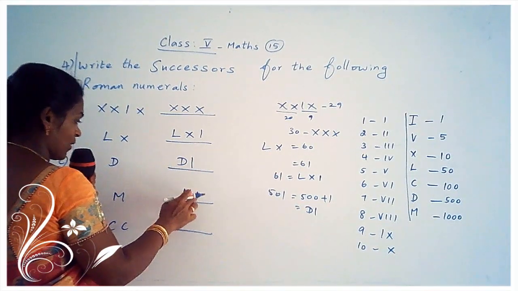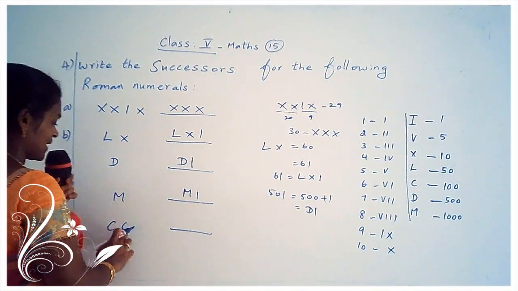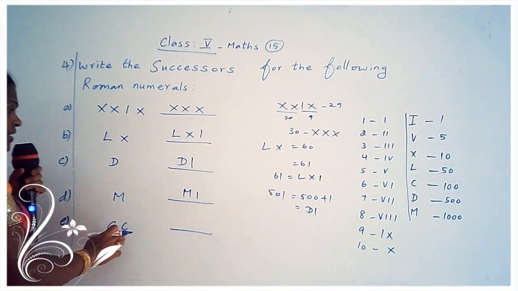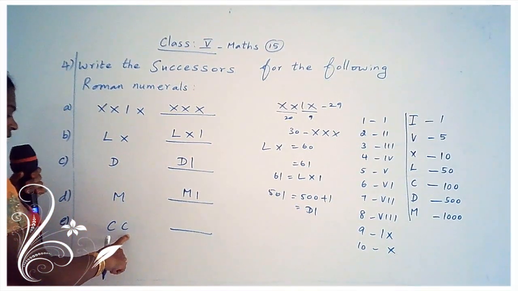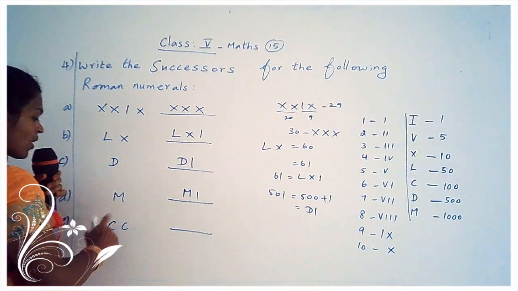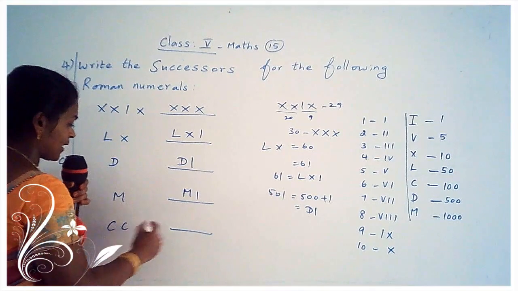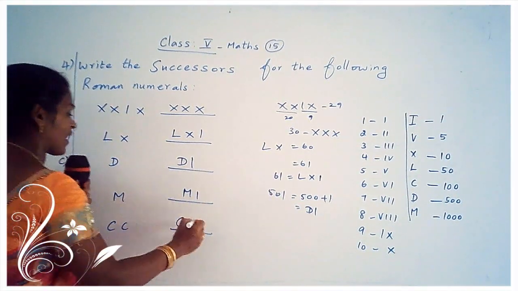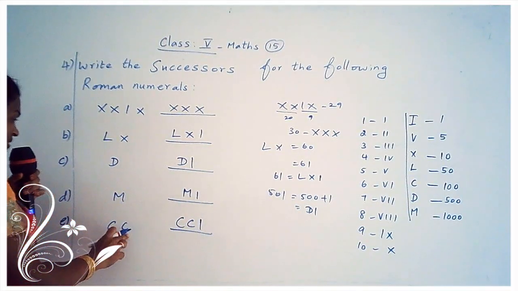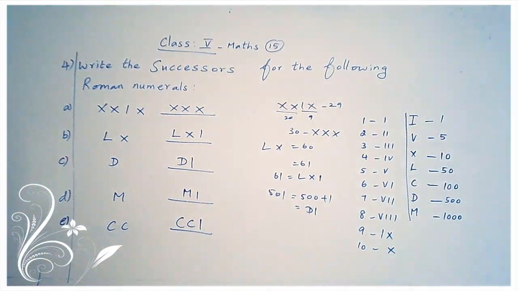So M stands for 1000, I stands for 1, so 1001. Next, CC. C stands for 100, CC stands for 200. Now we need the successor of CC. That means 201. So 200 means CC, now we need one more 1. 1 stands for I. So the successor of CC is CCI. Okay children, clear? Yes. Now all of you write it in the classwork note.